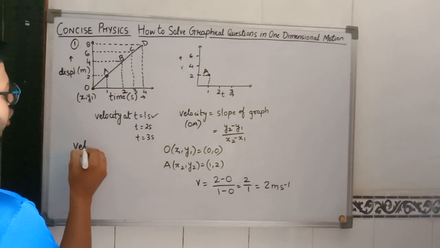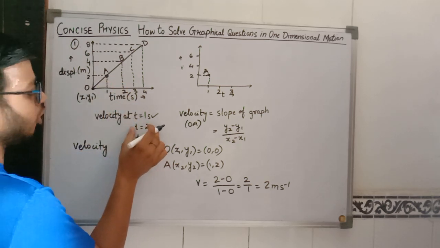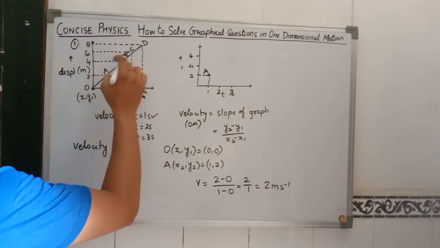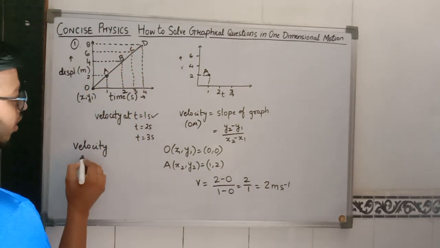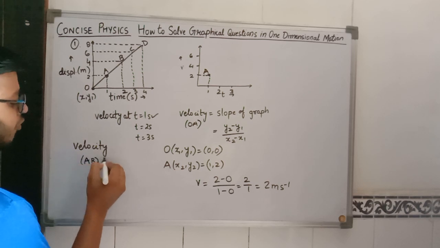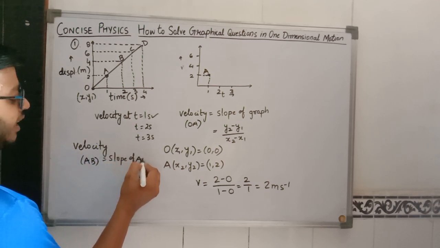Now we have to find the velocity at 2 seconds. It means we have to find it for the part AB. Now again the formula will be the same, the slope of the AB graph.